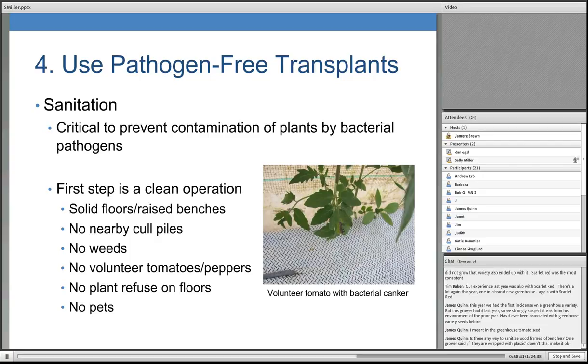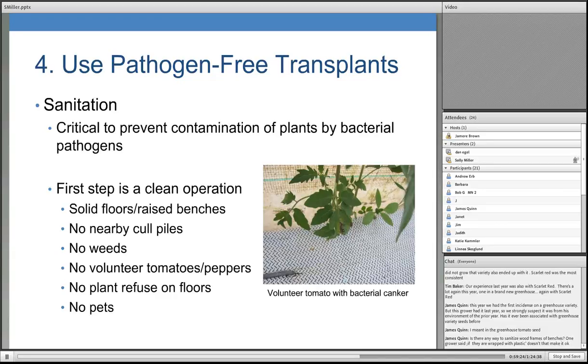There should be no volunteer tomatoes or peppers. That picture on the right is one I took in a greenhouse where a volunteer tomato was allowed to come up, and if you look at the lower part of that leaf there, it's got bacterial canker symptoms on the leaf. So if you can imagine, you had a bad outbreak of bacterial canker in a greenhouse, and some of those seeds fell to the ground and were allowed to come back up, they certainly could transmit the disease.